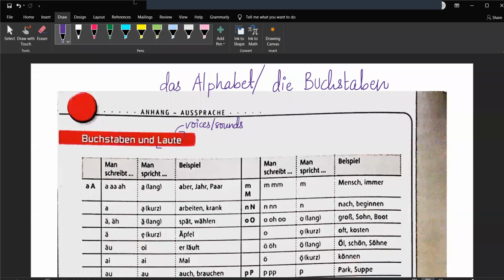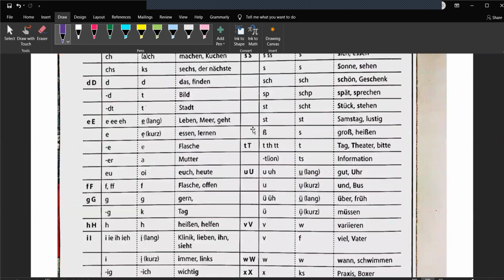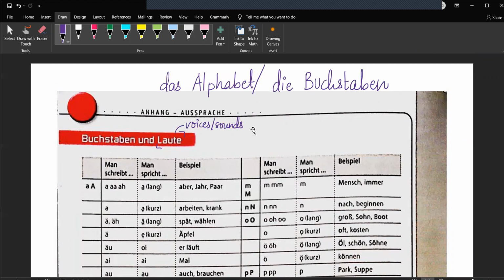Okay, so what we have on the board is the alphabet, or the Buchstabe. Both words basically mean the same thing. These are the characters that we use to write German letters or German words. You will notice that the alphabet on the board is the same as the alphabet that we use in English, and the reason is that both English and German follow the Roman alphabet, or the Roman style of alphabet.